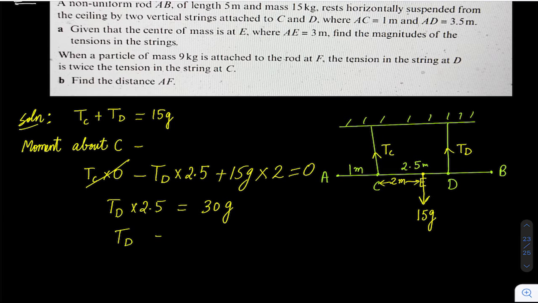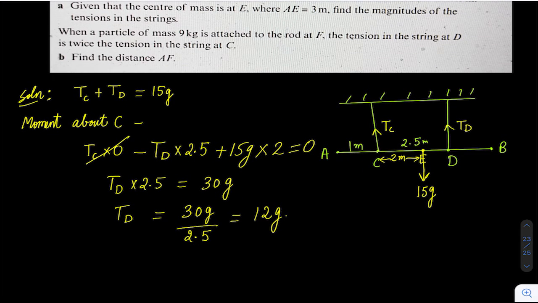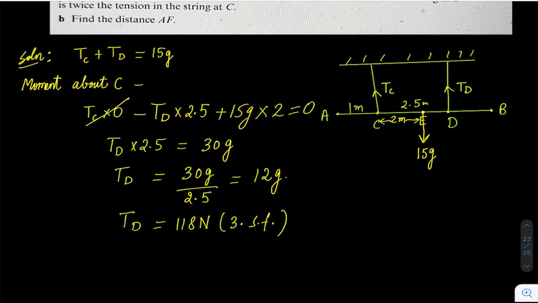And from this, we get the tension at D equal to 30G divided by 2.5, which is 12G. Let's substitute the value of G. So we get the tension as 118 newtons, to 3 significant figures. Okay, so this is my tension at D.